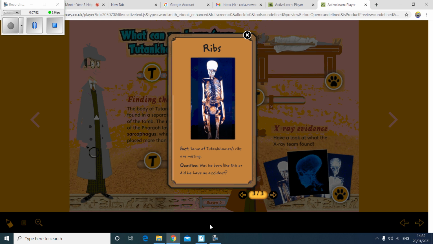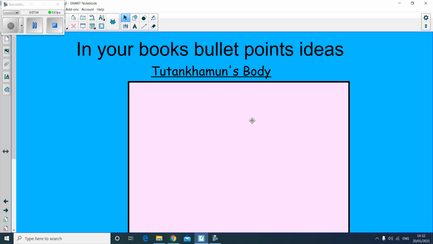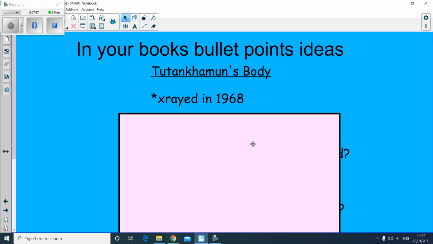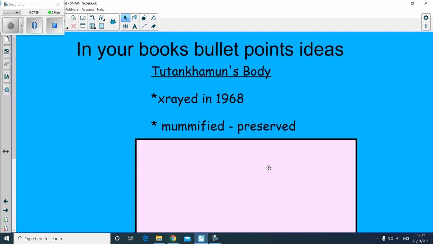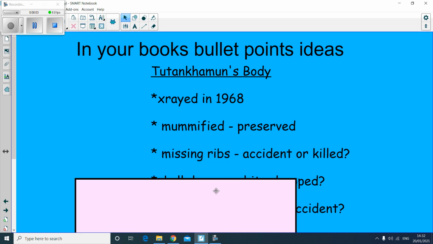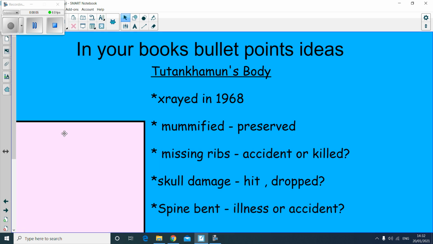So you're gathering all your bullet points up, and this is what you may have down. So x-rayed in 1968, mummified means that the body is going to be well preserved. We've got missing ribs, so it could be an accident or killed. We've got skull damage, hit or dropped, and we've got the spine that was bent, which was an illness or an accident. So you've got bullet points for that paragraph there too.